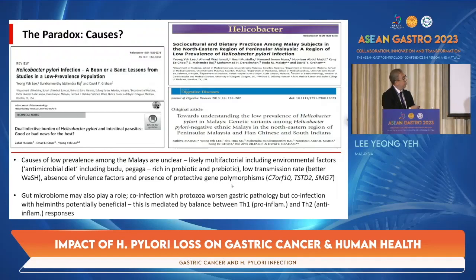It certainly plays a role. In fact, in our review, we did mention the role of co-infection with the protozoa. While it may worsen the gastric pathology, if you have a co-infection with the helminth, it seems to be more potentially beneficial. It's all about a balance between TH1 and TH2. So in a population where you have more helminths, it's likely to be protective because of this reason against Helicobacter pylori.